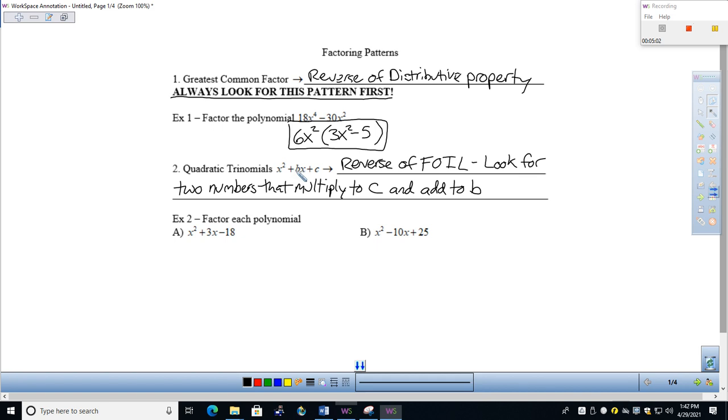All right, so we jump into example two. A couple pretty straightforward ones here. So it says factor each polynomial. And same idea, this is a nice quadratic trinomial. I will try to practice what I preach here.